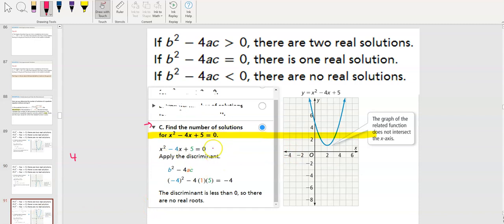And then down here, if my discriminant is less than 0, then my parabola is not going to touch the x-intercept. There will be no x-intercepts, which means that there is no real solutions, no real roots.